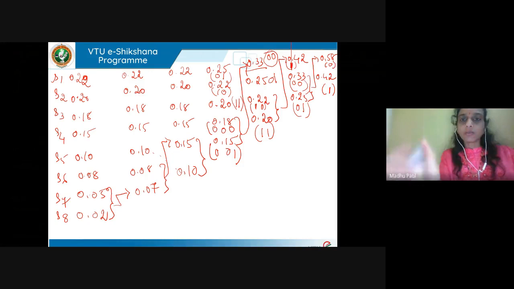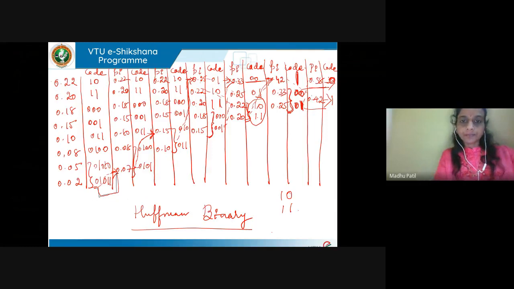That completes this column. Next, 0.22 is 10, I write as it is. 0.20 is 11, I write as it is. 0.18 is 000, I write that. 0.15 is 001, let me write that. Next, these two form a composite symbol. What is the symbol? 0.25, whose code is 01. So I write 01, 01, and then 0 and 1. This is what I have got.